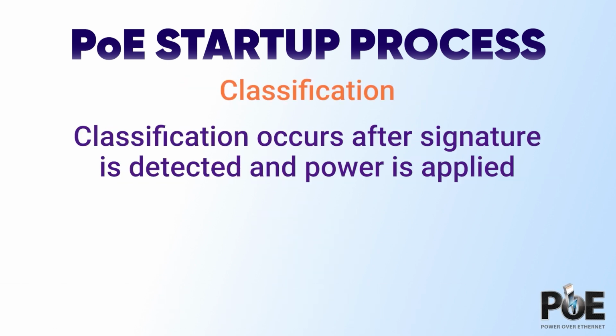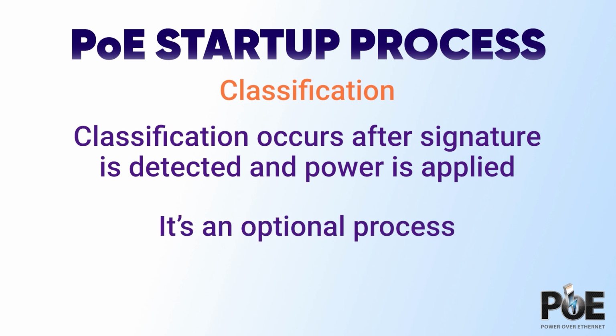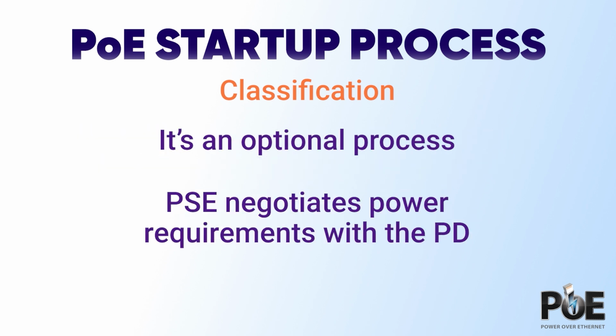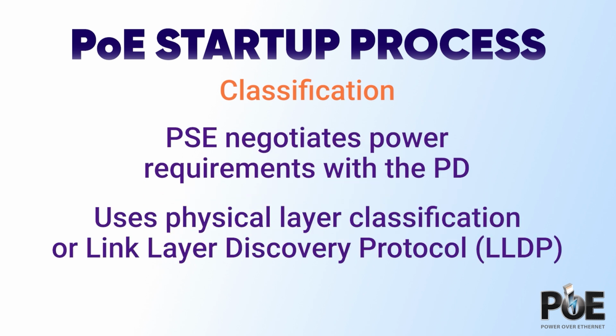After signature detection and power application to the PD, an optional process called classification occurs. During classification, the PSE attempts to determine the lowest power level that can be mutually supported by itself and the PD. This may be done in the physical layer or by using link layer discovery protocol.